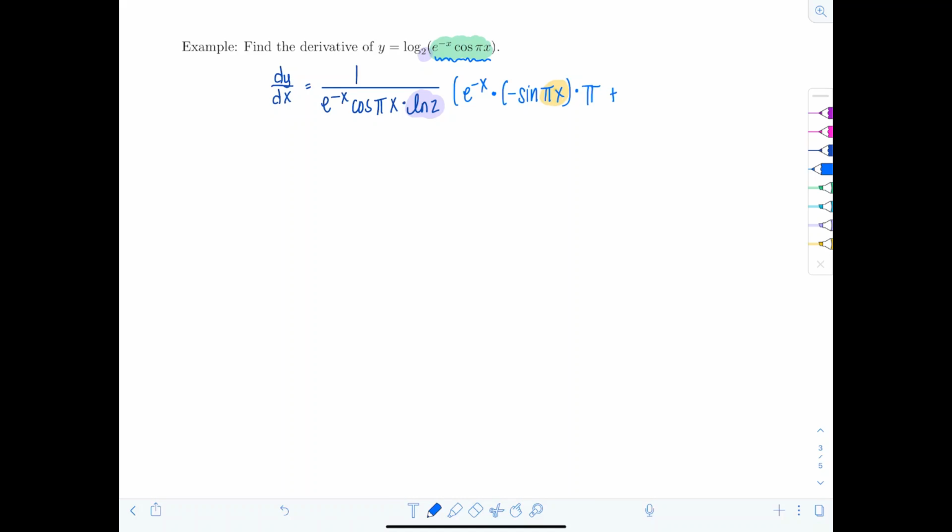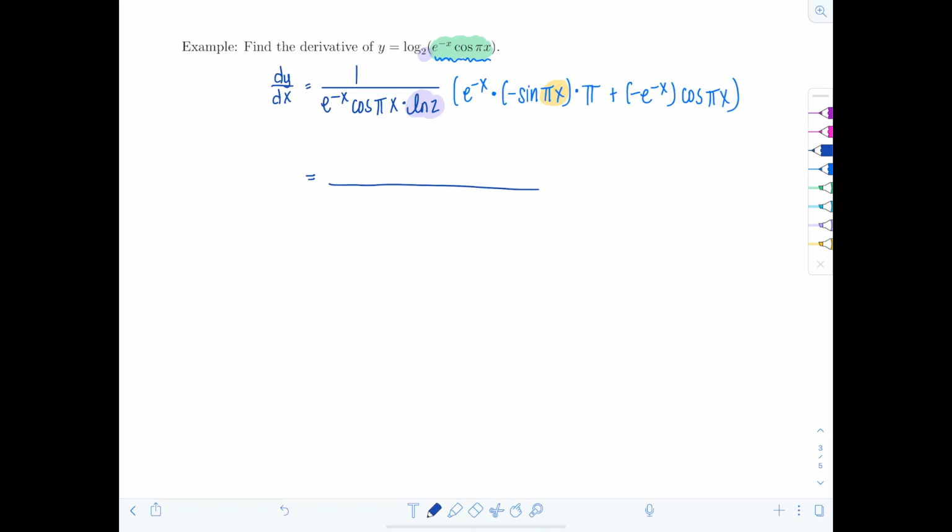Plus, and then now let's go ahead and differentiate e to the negative x. So it's going to be e to the negative x, but then I have to multiply by another negative because of the chain rule. So I have negative e to the negative x, and then I leave cosine pi x alone. Ooh. All right, all right. Let's see how this is going to clean up.